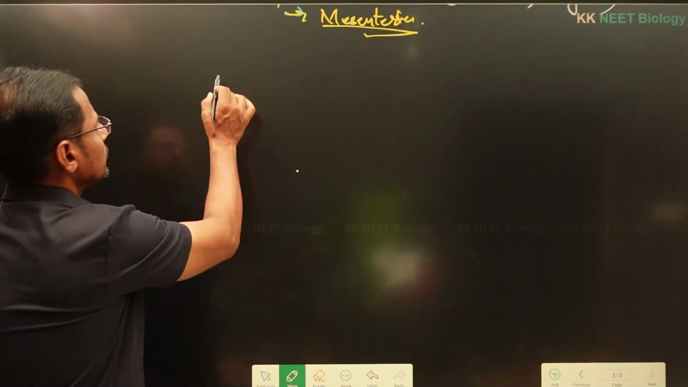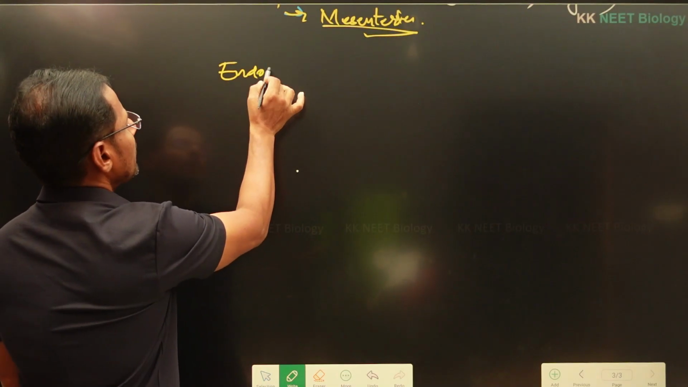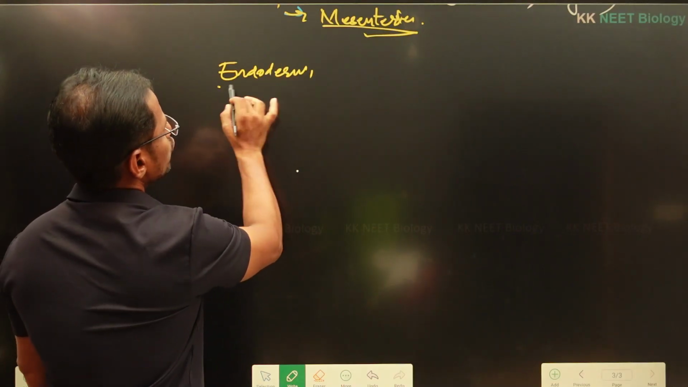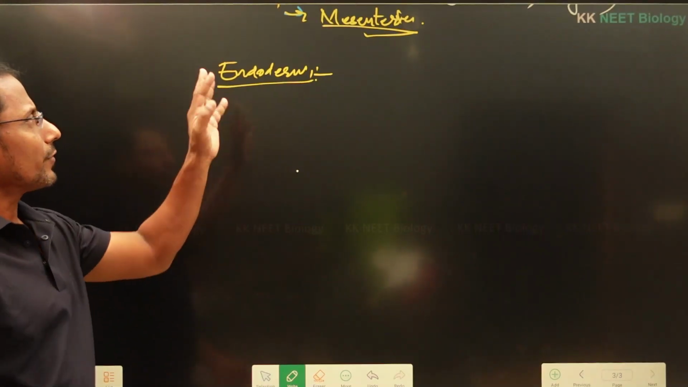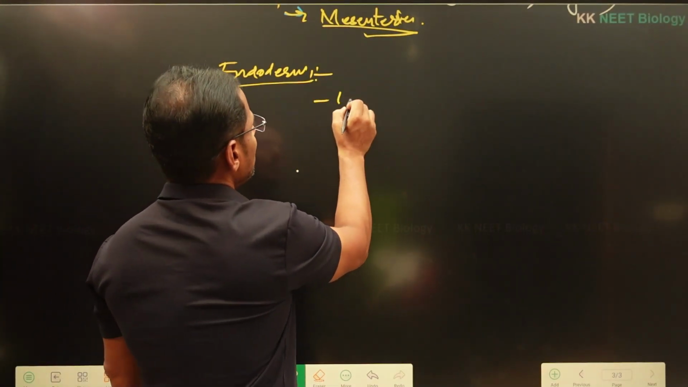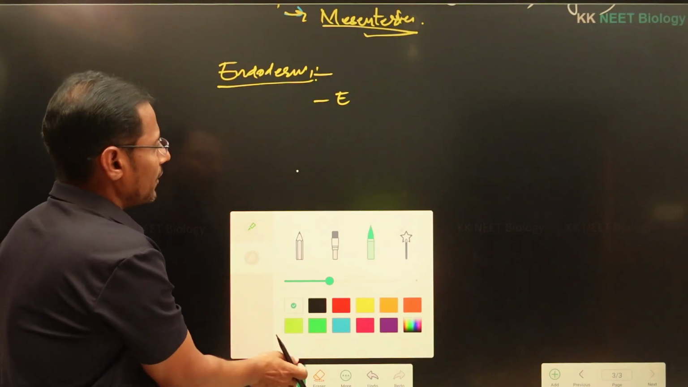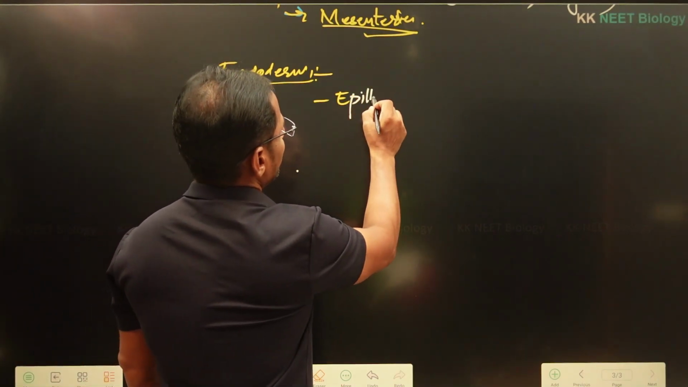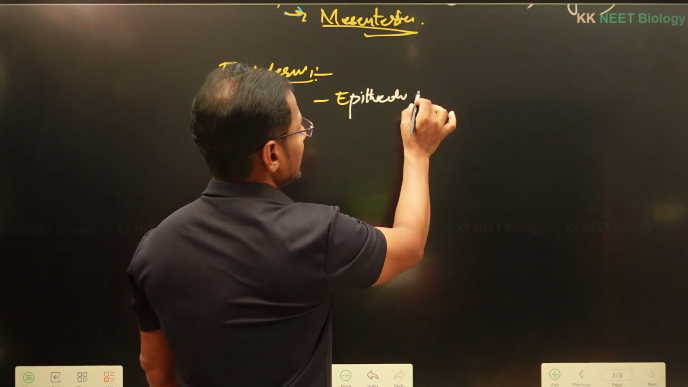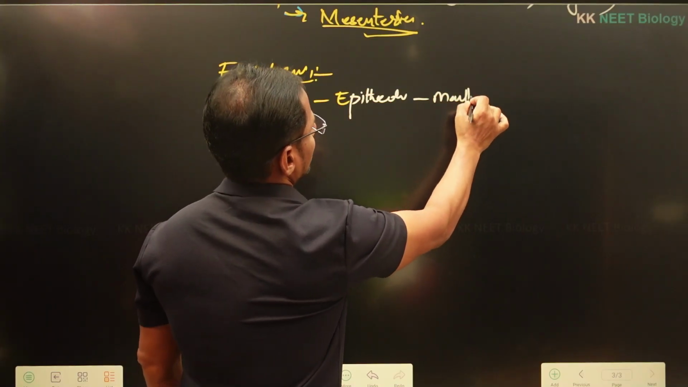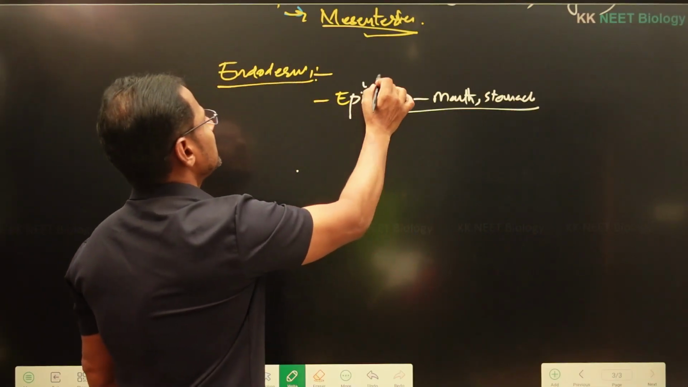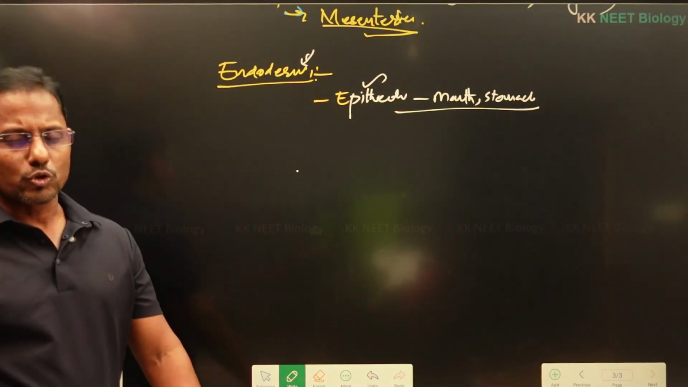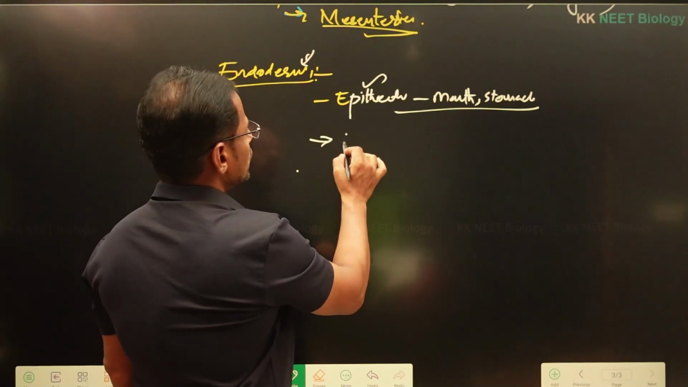So endoderm. From endoderm so many organs and different kinds of things are going to derive. One is the epithelial lining of mouth and stomach, right? Mouth and stomach have the epithelial lining. This epithelial lining is derived from the endoderm, as well as the eustachian tube.